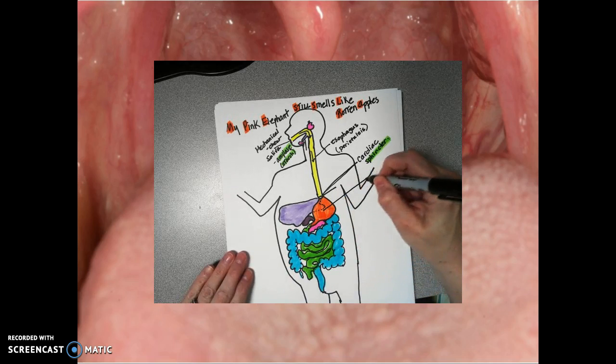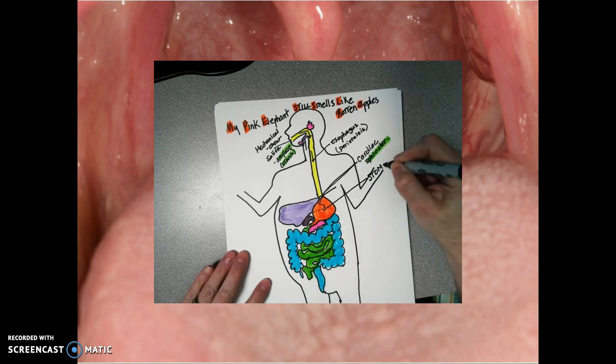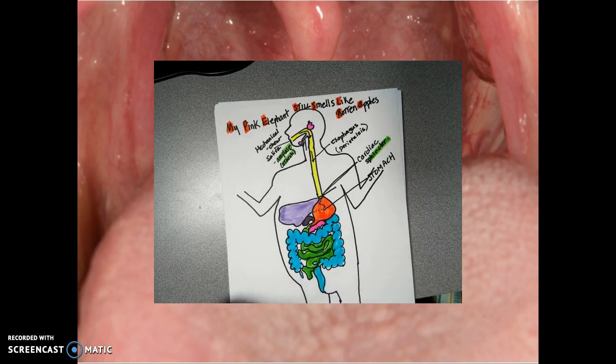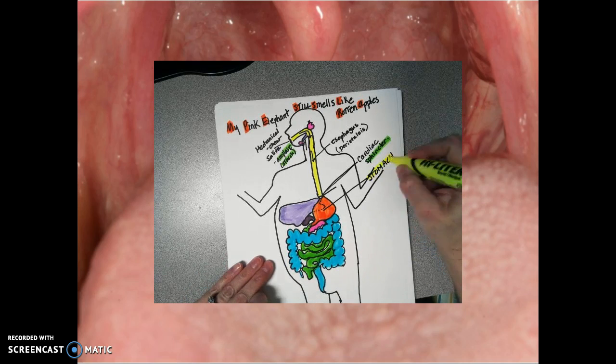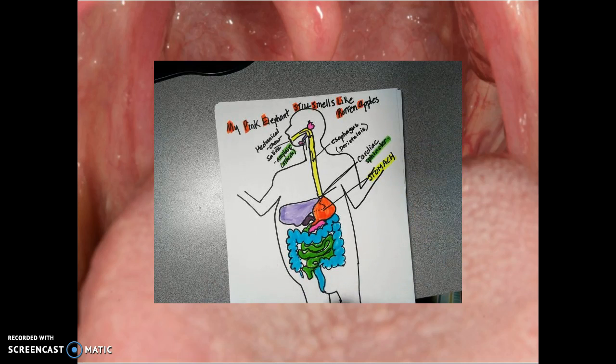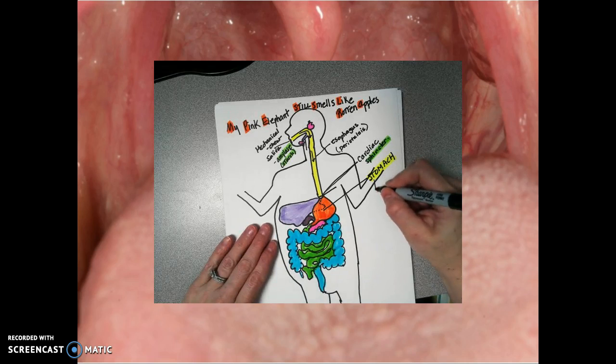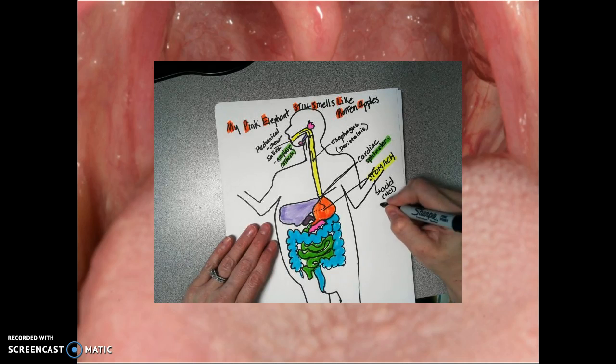Then we get to the real important area here, the stomach. Now the stomach does a lot of different things. The stomach is going to produce a lot of stuff. It makes acid, hydrochloric acid actually, which has a very low pH of 2. And this is meant to kill bacteria.